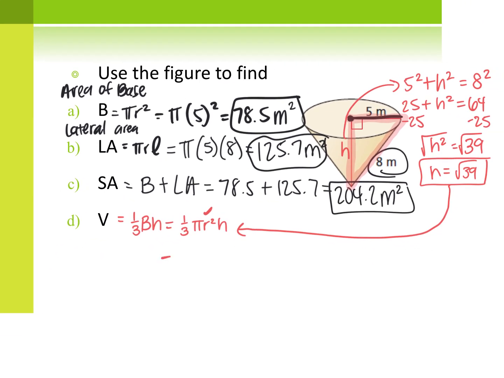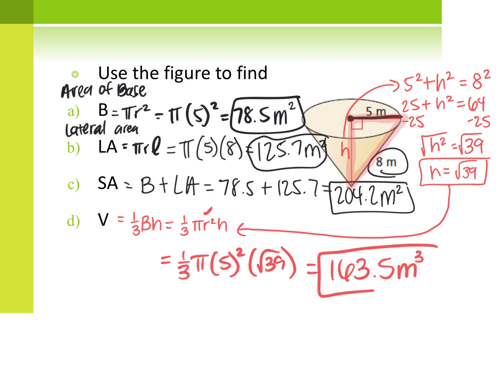What was the radius again? So it's 1/3 times pi times 5 squared and then times the height, which is the square root of 39. Plug it all in together into your calculator so you don't round too early. Let's see what we get. 25 times pi divided by 3 times the square root of 39. 163.5. And that should be meters what? Cubed. Why cubed? It's volume.